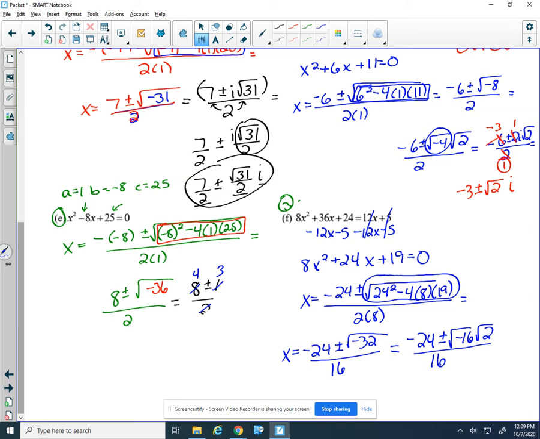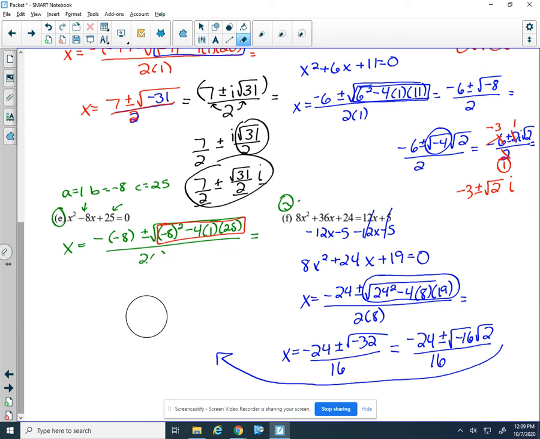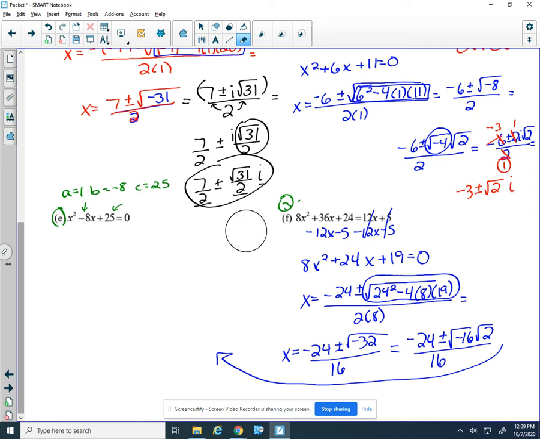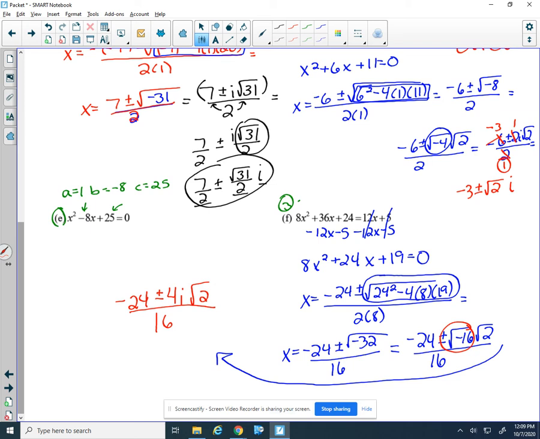In my screencasting software, I'm not really able to move the screen down because my smartboard is not super centered. So I'm going to bring this problem over here to continue simplifying and give myself some space versus messing up on the video and having to start a new one. So I have negative 24 plus or minus 4i from the square root of negative 16, radical 2, all over 16. So because I'm going to a plus bi form, you might end up with different denominators on the two fractions. So I'm actually going to split it up from this spot this time.